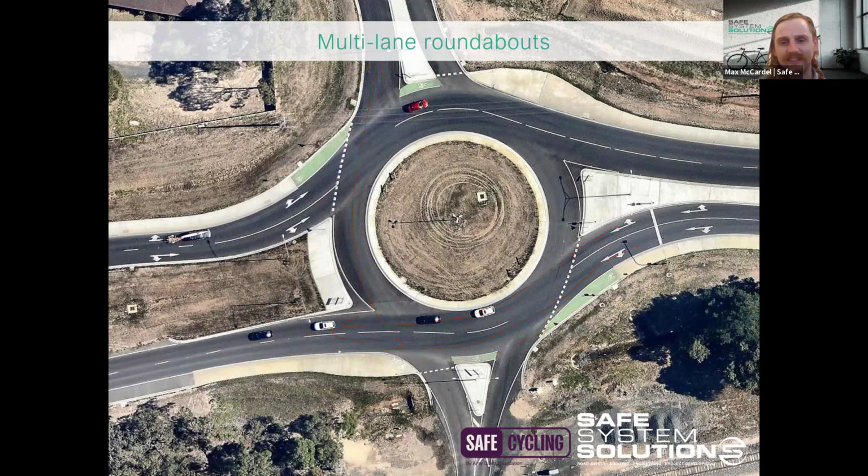Should have also explained that this is on the outskirts of a rural township. It's about 80 kilometers per hour here. So it's a fast environment.